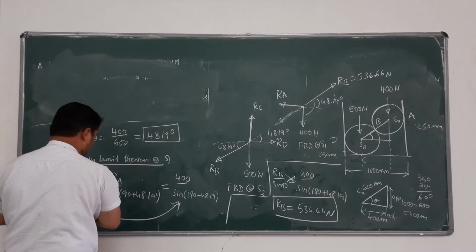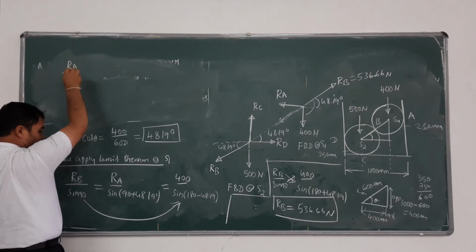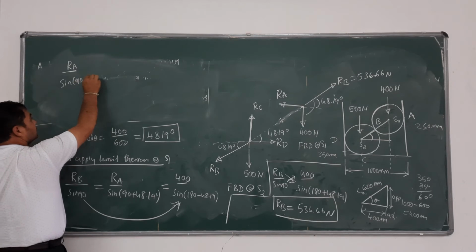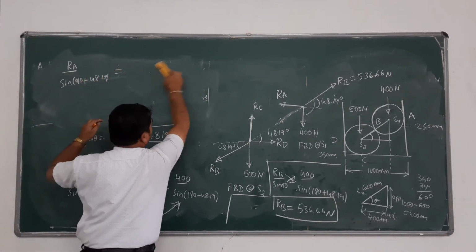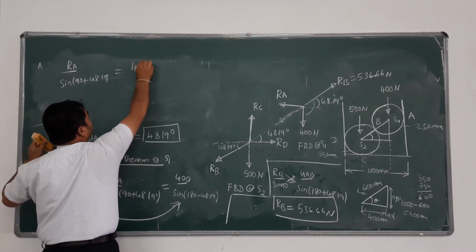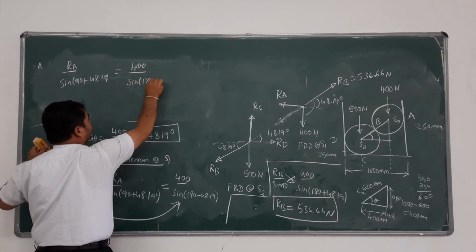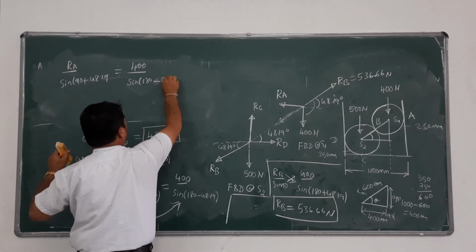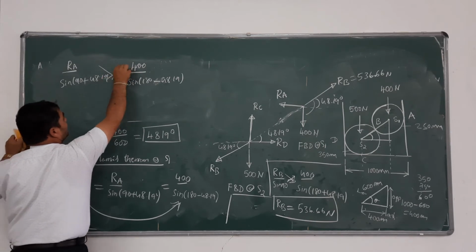The second one is, RA by sine 90 plus 48.19 is equal to 400 by sine 180 minus 48.19. So if you cross multiply, you will get the value of RA.